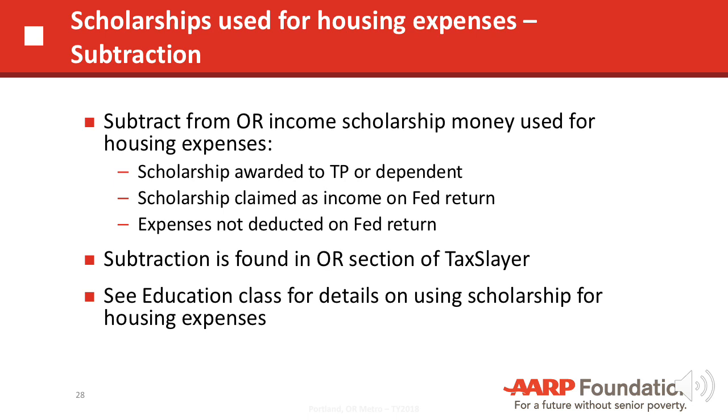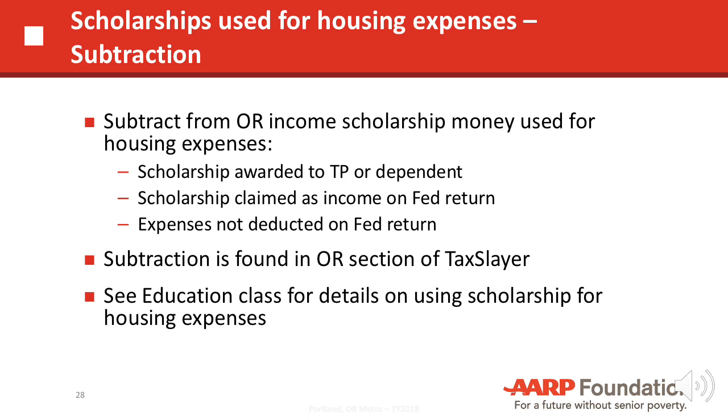The last item we'll discuss in this module is scholarships used for housing expenses. Recall from the training on the federal return that scholarships used for housing expenses can't be taken as a deduction. However, Oregon does allow it. So if there's an academic scholarship awarded to the taxpayer or a dependent, and that scholarship is claimed as income and it isn't deducted through some other means, then we will be able to subtract it on the Oregon section.